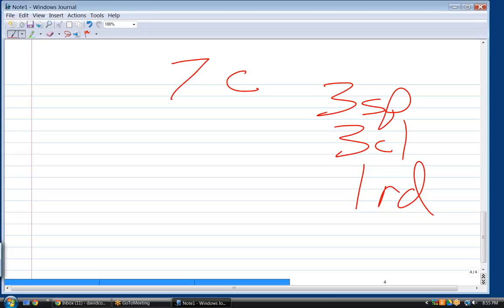Well, there's 52 cards. We're going to choose 3 spades, and we don't care what order they're in. So the way to get 3 spades in 7 cards would be 7 choose the 52. No.